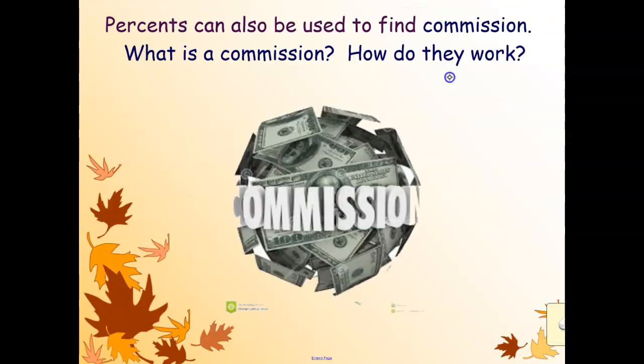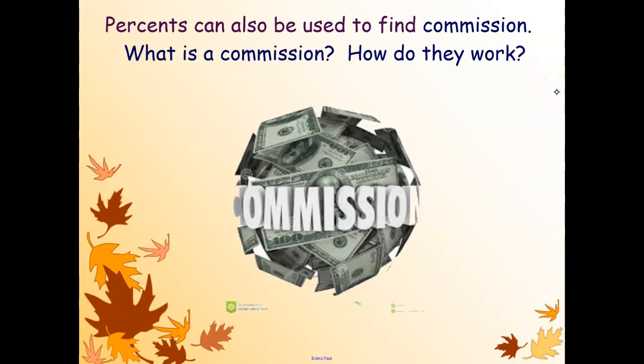All right, commission percents are also useful. So commission is like a little bonus that you get for selling things. So salespeople get commission. Not all salespeople, but some salespeople. If you've ever been in a store before and you get up to the register and they're like, "Who helped you today? Who helped you today?" Chances are those people are working on a commission.